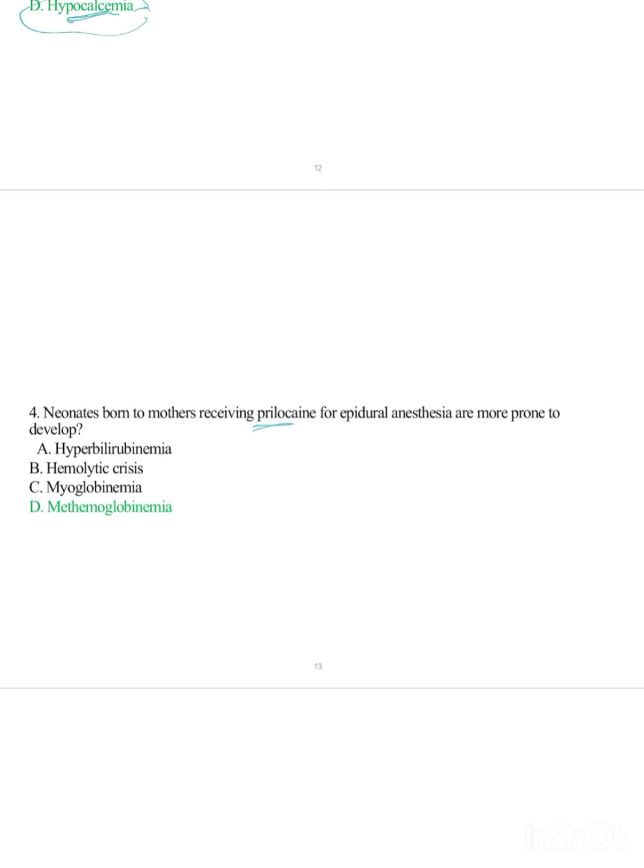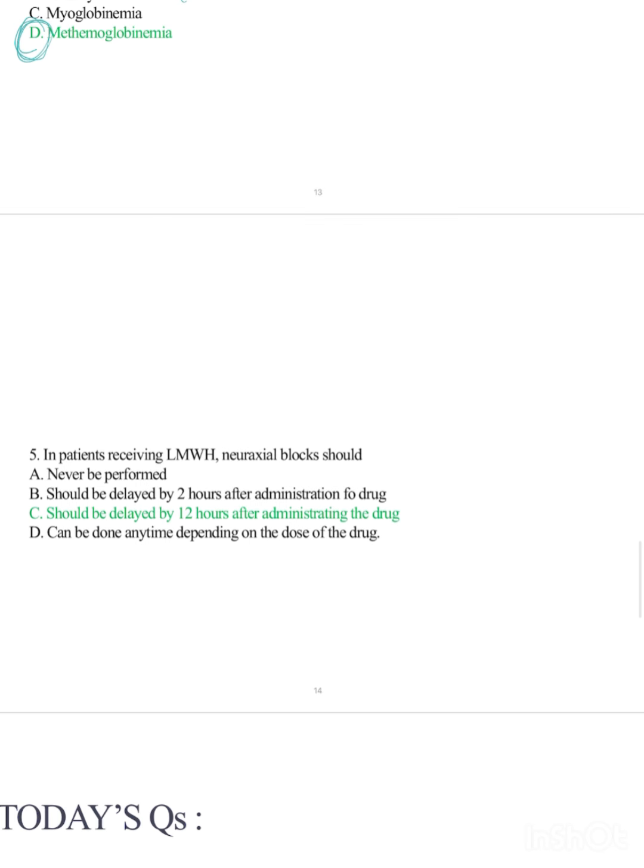Okay. Next, neonates born to mothers receiving prilocaine. I told you in anesthetic conditions, the only side effect involved among these options was methemoglobinemia. They gave myoglobinemia just as a distractor. Just remember that methemoglobinemia can present in the fetus in mothers who have been receiving epidural anesthesia. Okay. Then there was one LMWH related question. You have to delay it by 12 hours after administering the drug, otherwise profuse bleeding might occur. So just remember this thing.